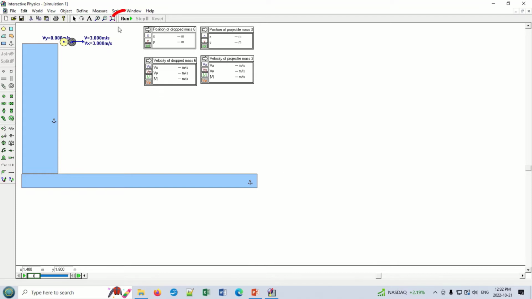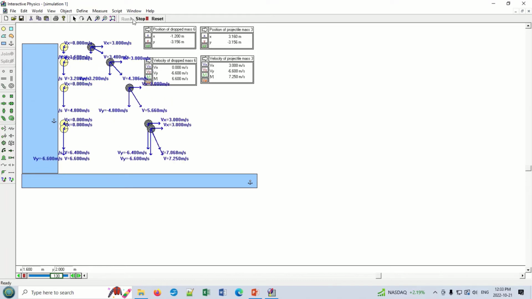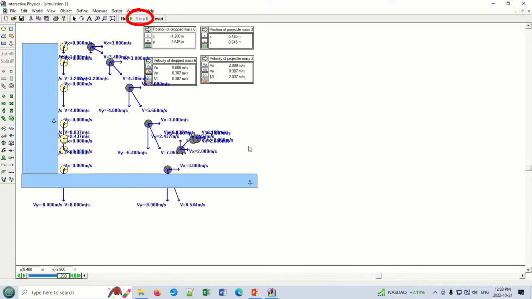So it looks like this. I click Run, both balls get projected or dropped, and then I can click Stop after they bounce, because I don't actually care about what happens after the first bounce. If you don't like the image on the screen for any reason, you can click Reset. But it does have this sort of glitchy thing where it doesn't erase the other stuff that's on the screen.